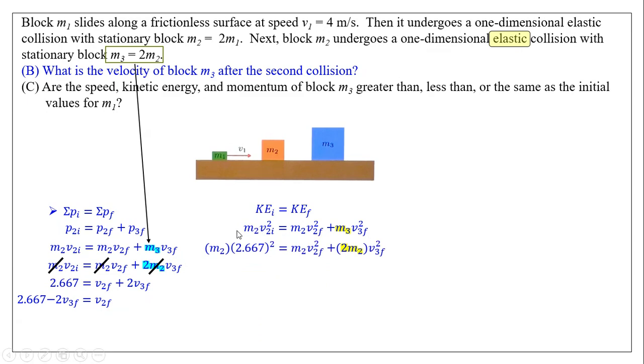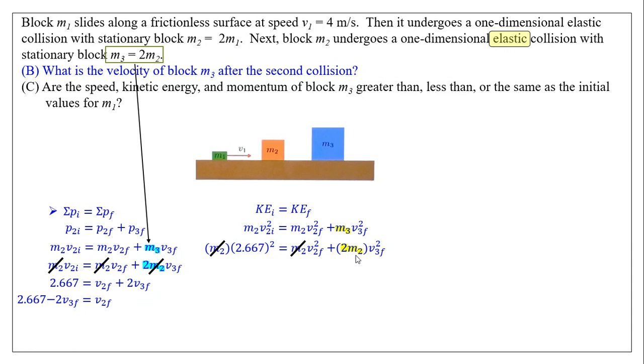Here, I'm just going to substitute out. V2I was 2.667 from part A. I'm going to square that. And then here on the right side, I want to substitute out M3 because I don't know what M3 is, but I know that it's equal to 2 times M2. So it's twice as massive as M2. So I want to do that quick substitution as well.